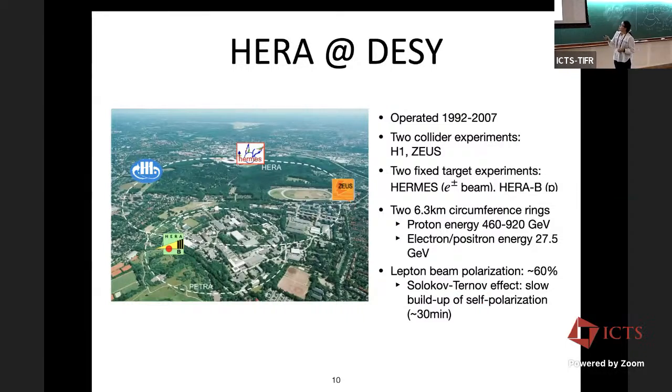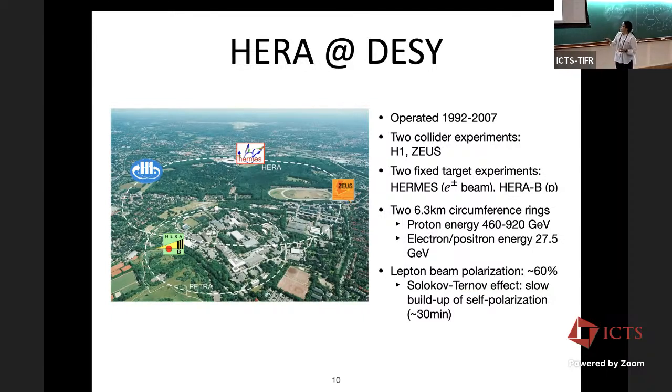And here, HERA, which we talked about a little bit so far, is in Hamburg. It operated from 1992 to 2007. It has the HERA collider, and there were 2 collider experiments, one is H1 and the other is ZEUS. There were also fixed target experiments at HERA. One is HERMES, which used the electron beam to study the polarized structure of the proton. And HERA-B used the proton beam to study heavier quarks.